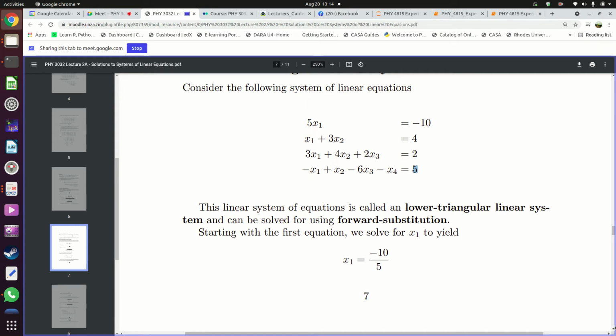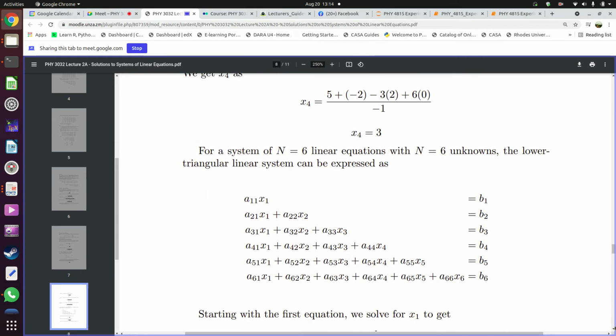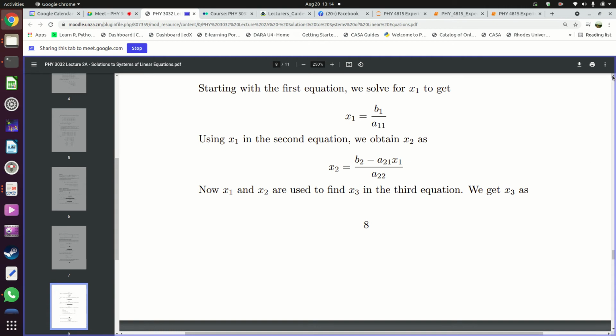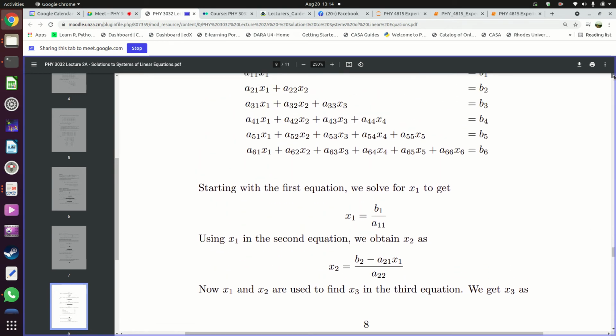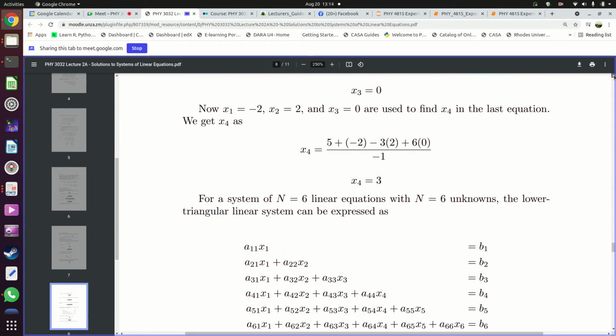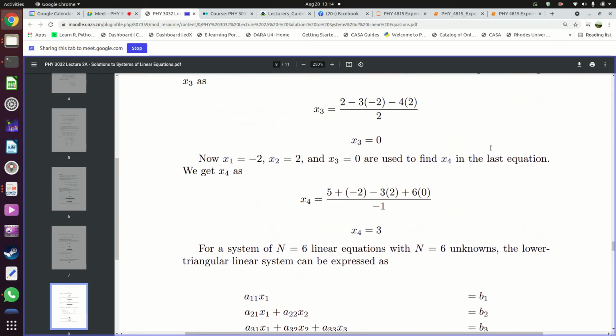So when you do that, you will end up with the following. x4 equals 5 plus minus 2, minus 3, 2 plus 6. Then you put a 0 there, divided by 1. Then you're going to end up with x4 equals 3.